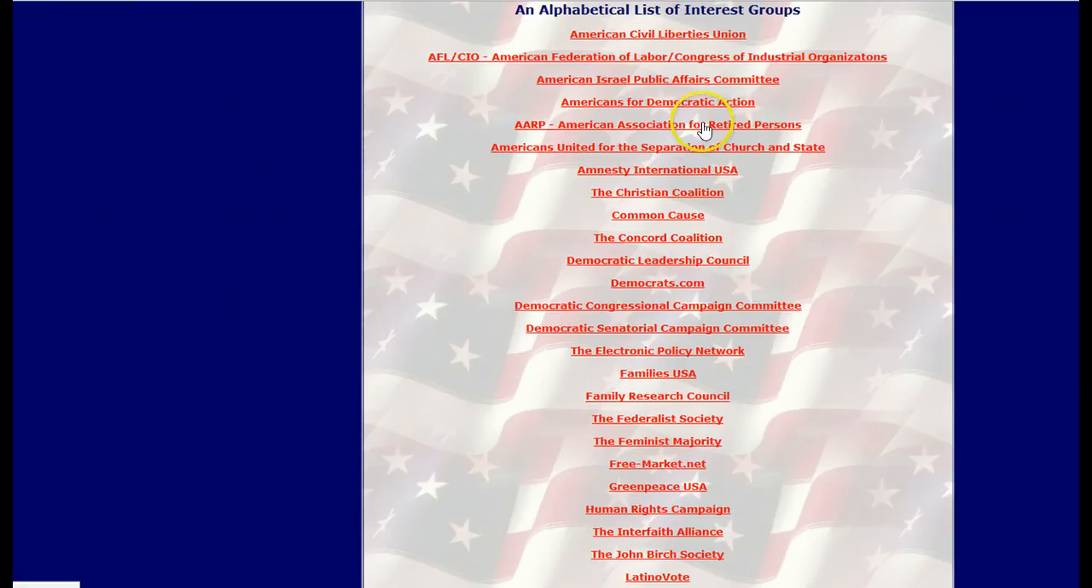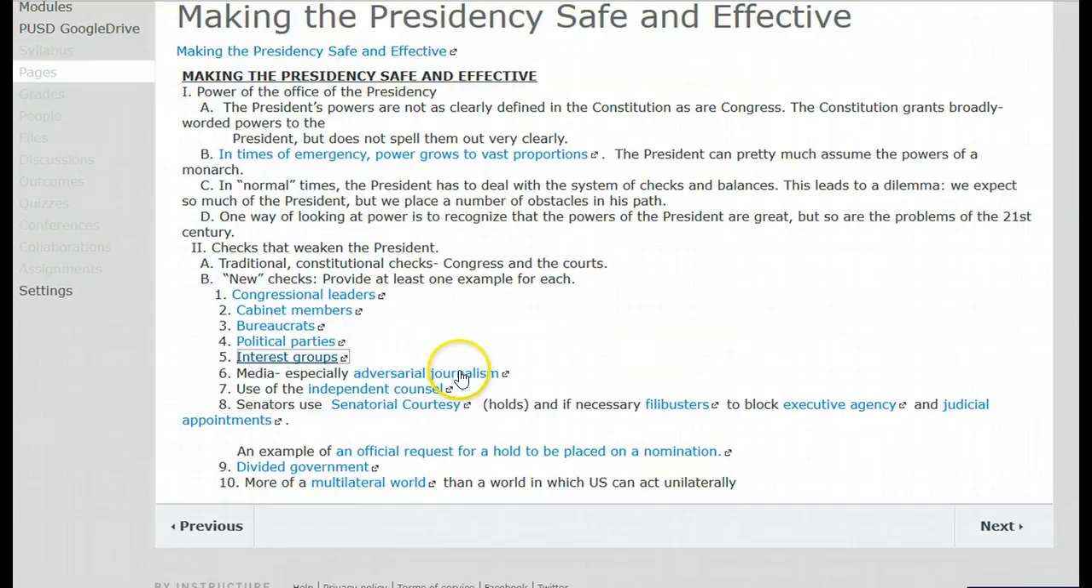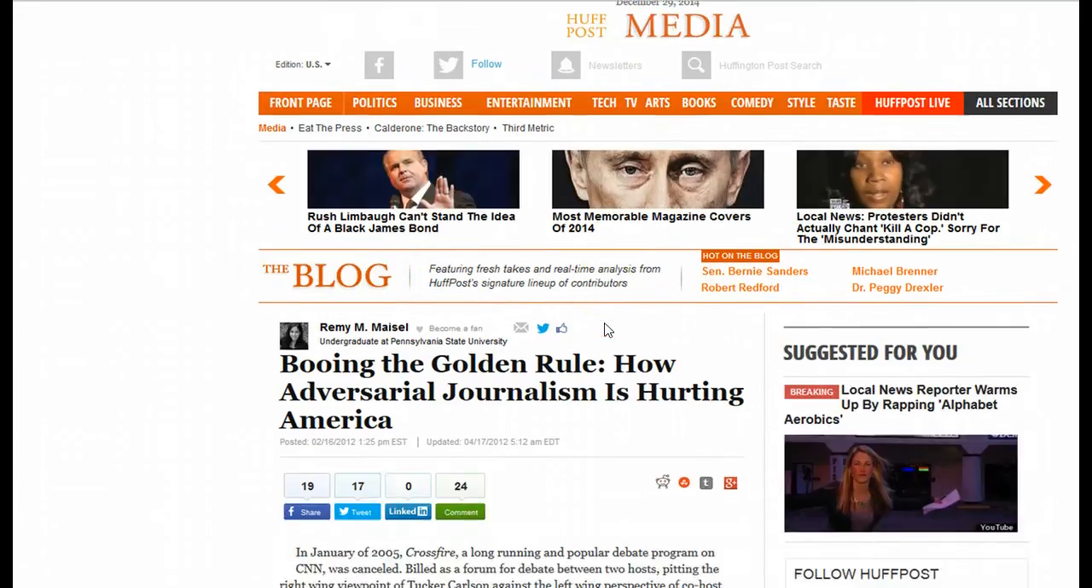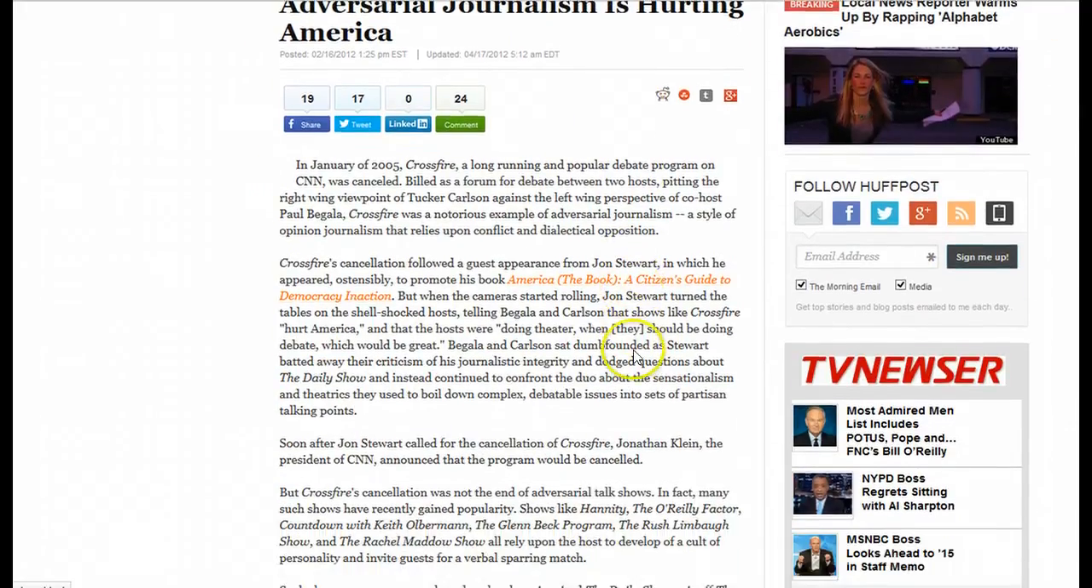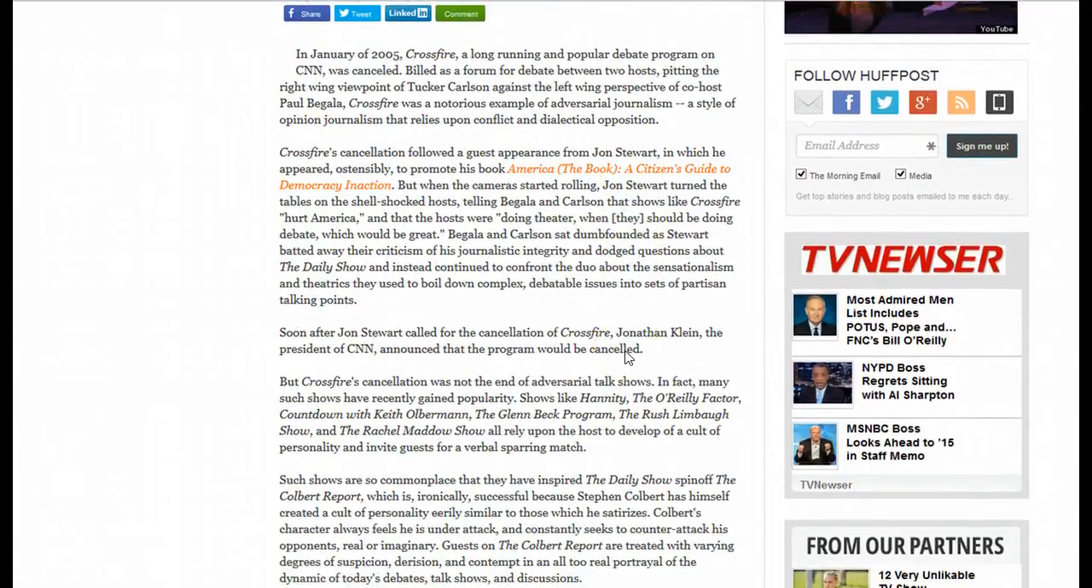Oh, a couple others, my people, AARP, and another one that I've mentioned to you before, the AFL-CIO. So these are big interest groups that definitely influence policy. Our next is one that we've had to deal a lot with, and this is called adversarial journalism. It used to be that if there was going to be a show and they were going to invite people on to discuss issues, you would have a civil conversation.